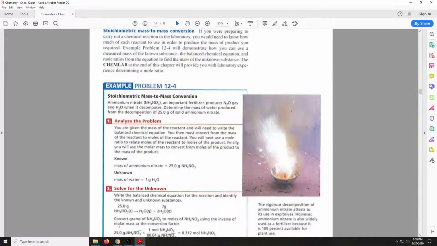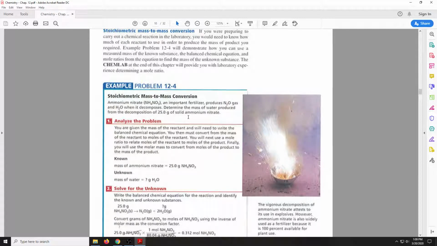Let's do one more. Now let's do mass to mass. So we're kind of adding another step, right? We started out with going from 1 mole of something to another mole of something. Then we did from 1 mole of something to the mass of something else. Now we're starting with the mass of something, ending up with the mass of something else. So we have to go from mass to mole to mass. It's like a whole big 3-step process.